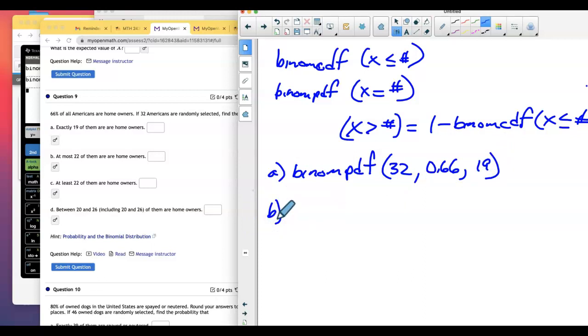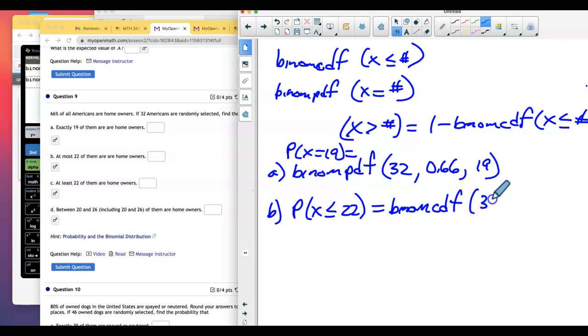Now the answer to B is at most, so that's the probability that x is less than or equal to 22 in this case. This was the probability that x equals 19. Now this one's going to be binomial CDF of 32, 0.66, which is the same for both, and then 22 here because we want to be less than or equal to 22.